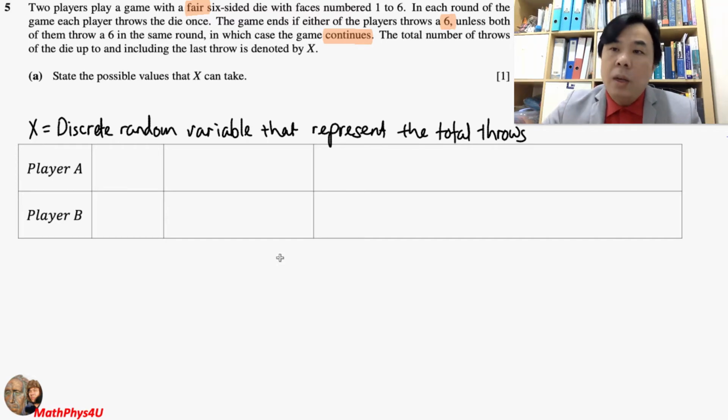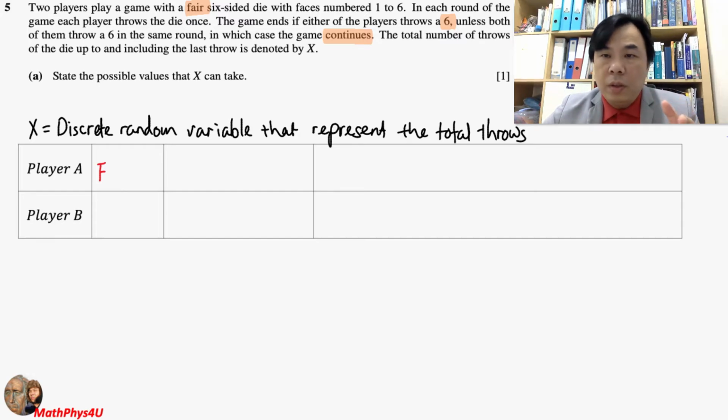Let's try to simulate playing the game. Take for instance, the first player is going to start. Assuming that the first player fails to get a 6, the chance of getting other numbers will be 5 over 6. The probability of getting a 6 will be 1 over 6.